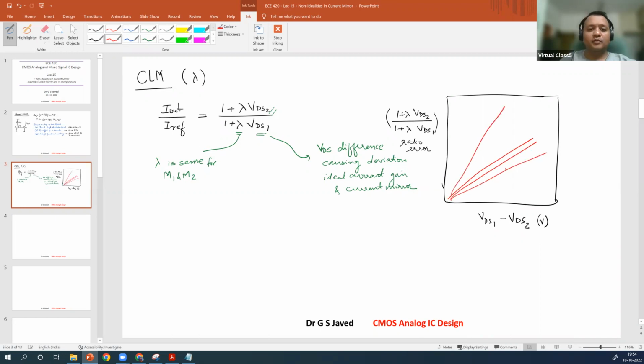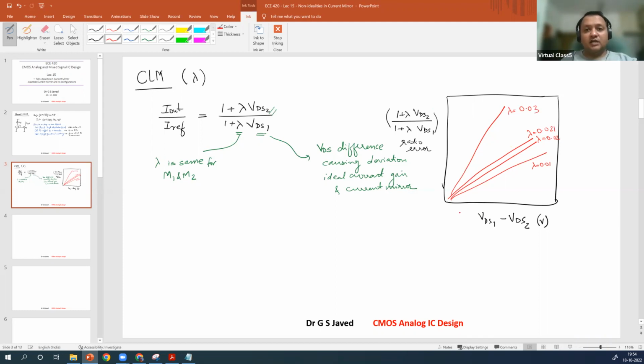Right? What would be these values? These values could be lambda is equal to 0.01. This would be lambda is equal to 0.02. This could be lambda is equal to 0.03. This could be lambda is equal to 0.021. So just to show it, you could have any amount. So this is the ratio error. It could appear like this.